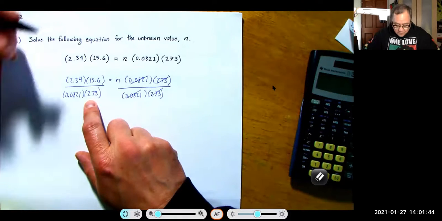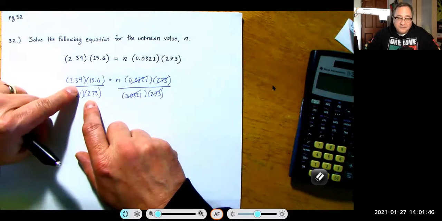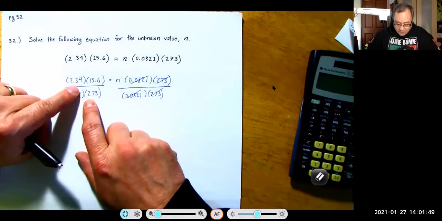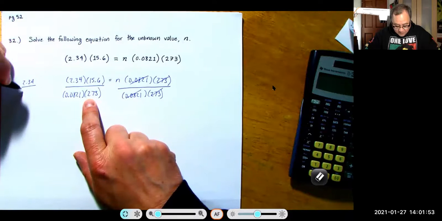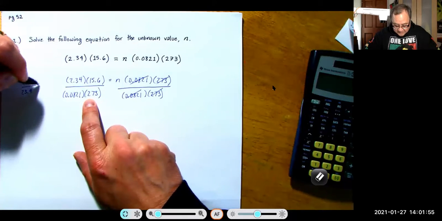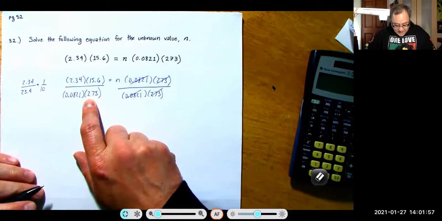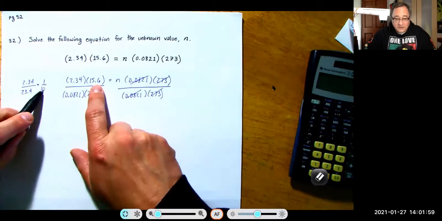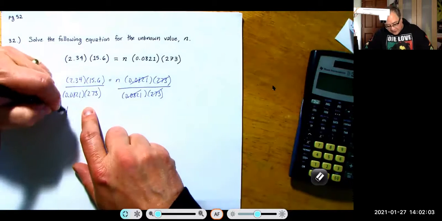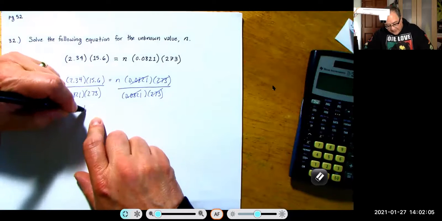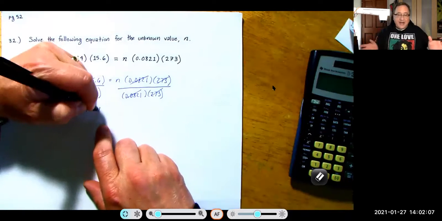It's a 23.4. Now, why did I choose 23.4? Well, because 2.34 over 23.4 is the same as 1/10. How many times does 10 go into 15.6? 1.56. So that's my ish. Ish means I think n is about that number.